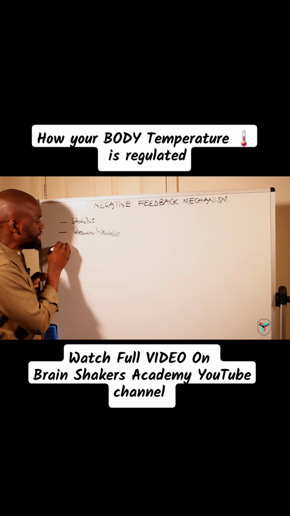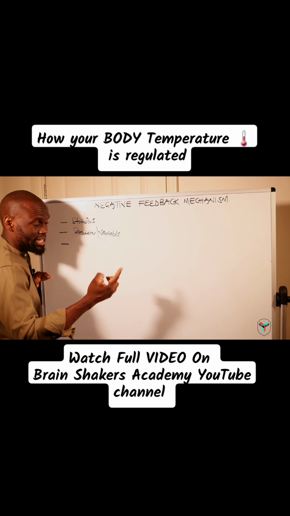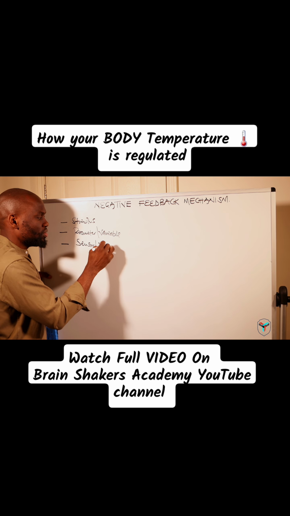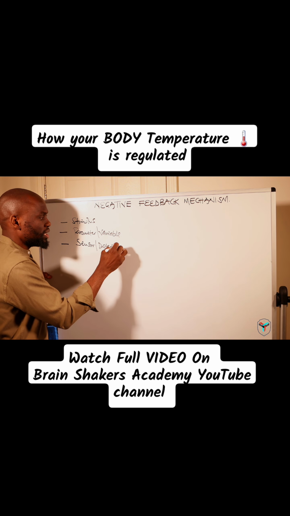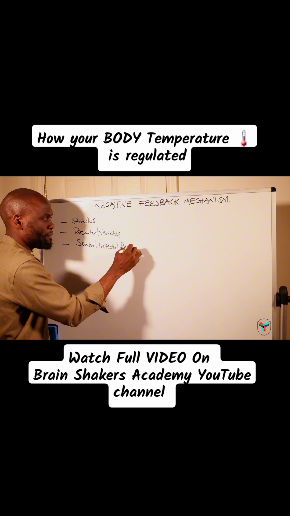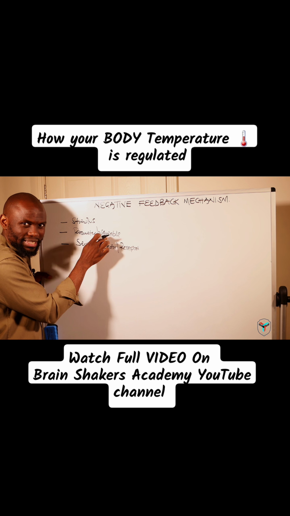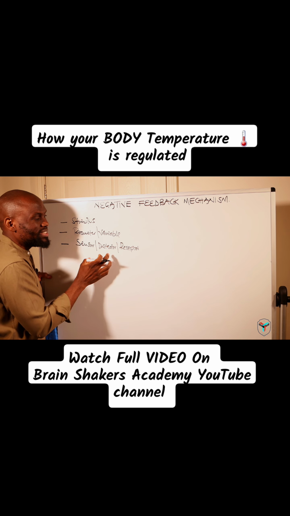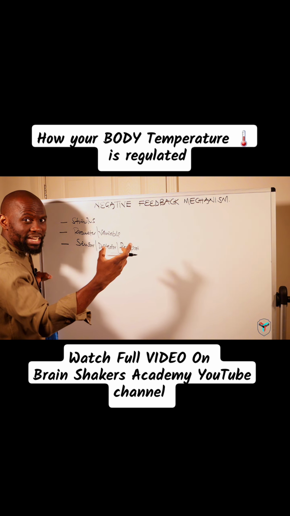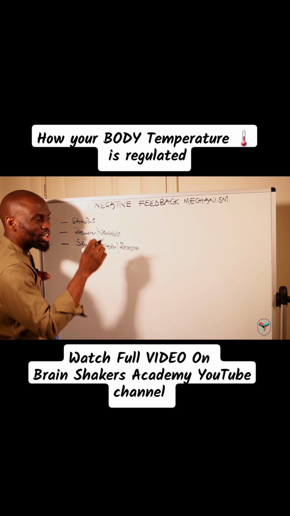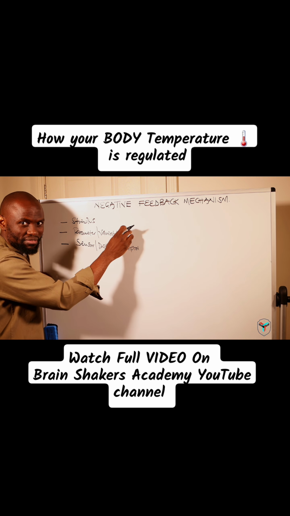And that change that is going to result will then be detected by something that we call either a sensor, a detector, or a receptor. Whatever then detects that change in that parameter or variable is then going to send an impulse or send an input, which is a message, to the control center for that particular variable.